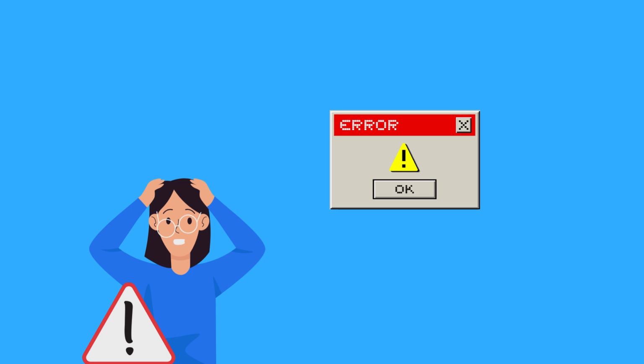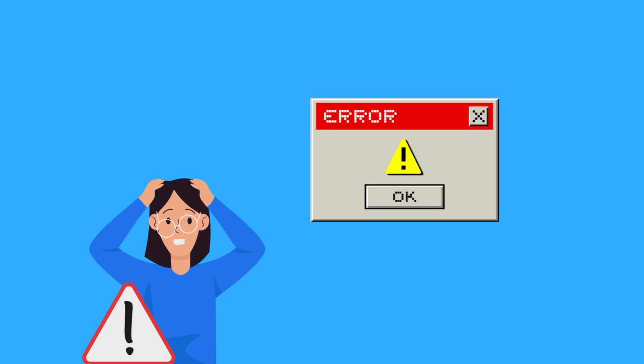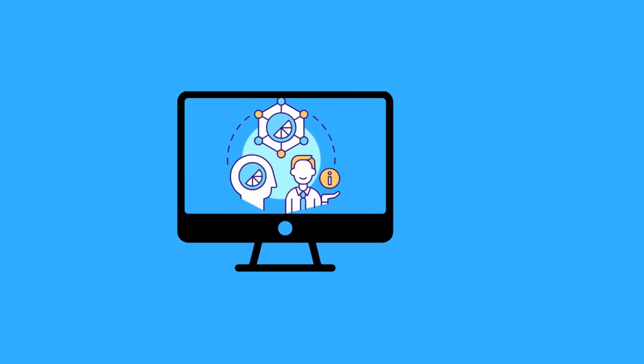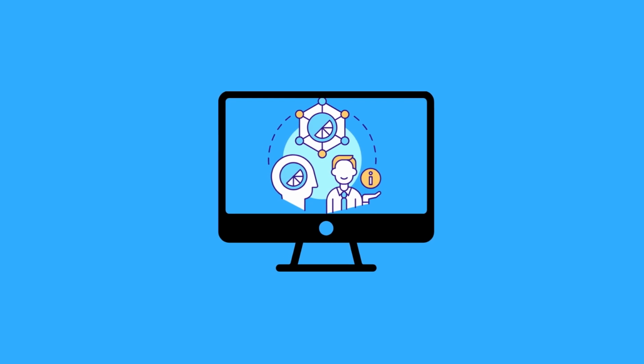Let's start with error handling. Errors are inevitable in any application, but how you handle them can make a big difference. Proper error handling ensures that your application remains stable and that users receive meaningful feedback when something goes wrong.